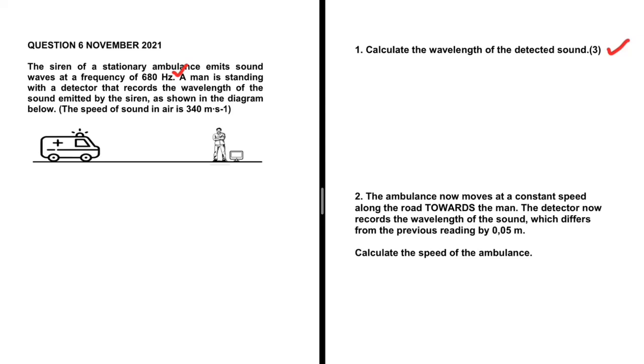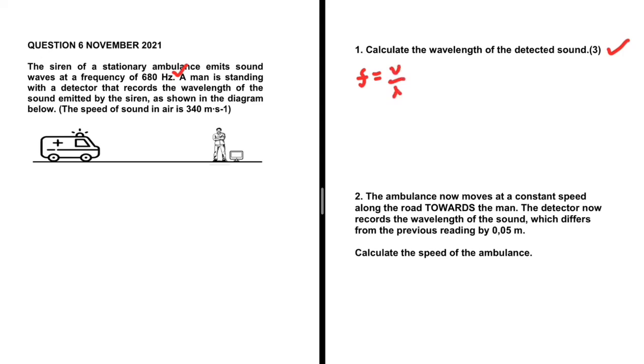Right, so the siren of a stationary ambulance emits sound waves at a frequency of 680 Hz. And the question is saying, let's calculate the wavelength of the detected sound. If the ambulance is stationary, the detected sound will have the same frequency the ambulance is emitting, because there is no relative motion between the sound source and the observer. So what are we going to have? We're going to have the frequency detected being equal to the velocity divided by the wavelength.